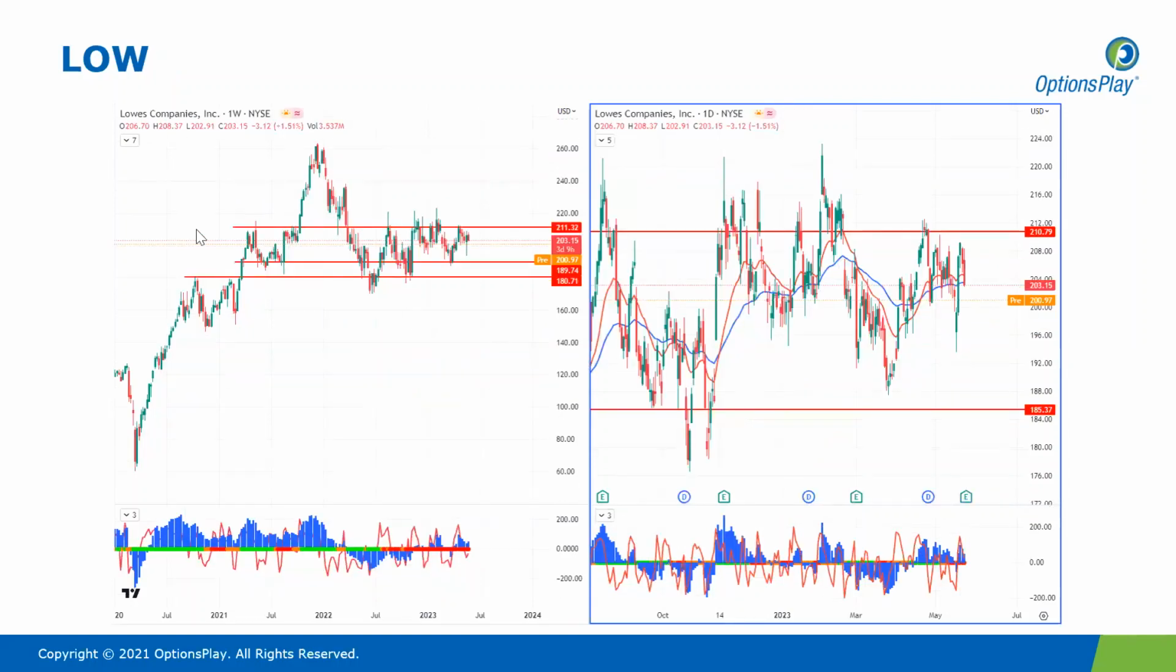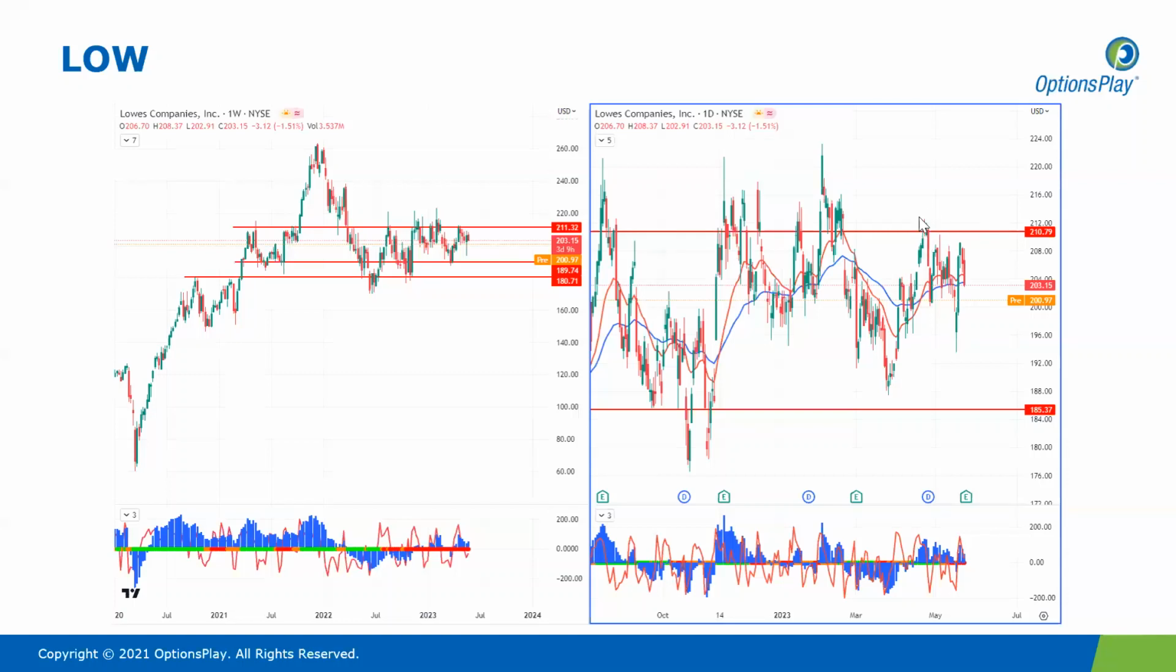Right, moving on to Lowe's. So Lowe's slashed their revenue and earnings expectations for this year, which is why we are seeing price opening significantly lower at around just above 200. Now, when you look at it from a bigger picture on the weekly time frame, you can see that price is clearly at a range between 210 and around, let's say, 190.